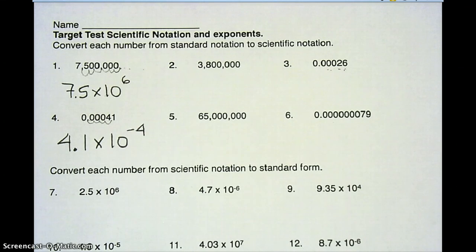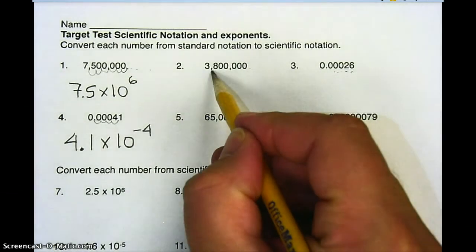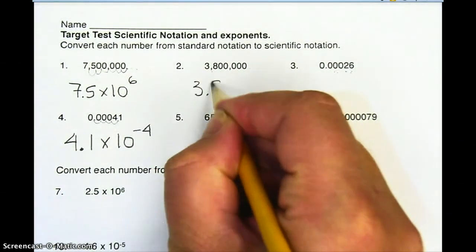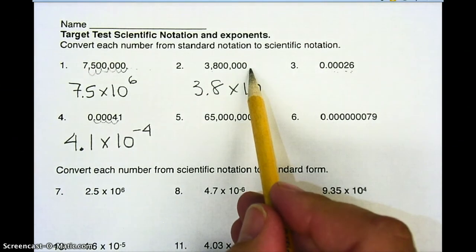Okay, let's check and see how you did. So the first problem, we'll start with 2. I have to move the decimal point from there to between the 3 and the 8. So I'm going to write 3.8 times 10 to some power. Now I've got to count how many spots the decimal point has to move.